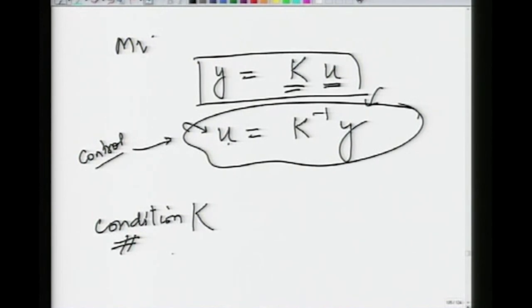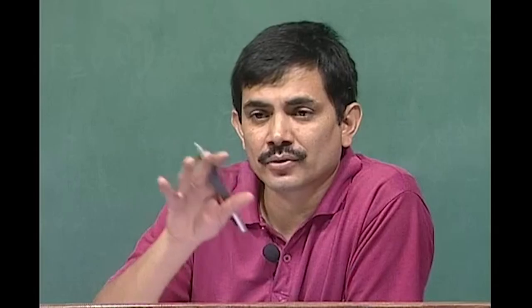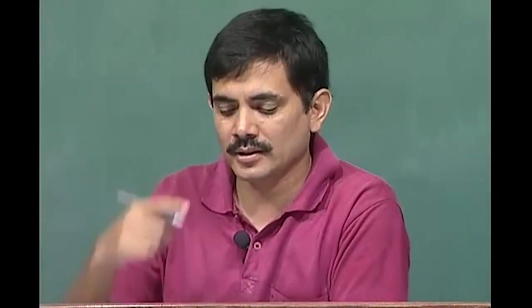Condition number of K. What do we mean by condition number of K? To explain it, let me tell you. This goes into eigenvectors and eigendirections and eigenvalues. So, to simplify it, let's just take the singular value decomposition of K. There is always a singular value decomposition of any matrix, whether it is non-square, square, fat, skinny, doesn't really matter.